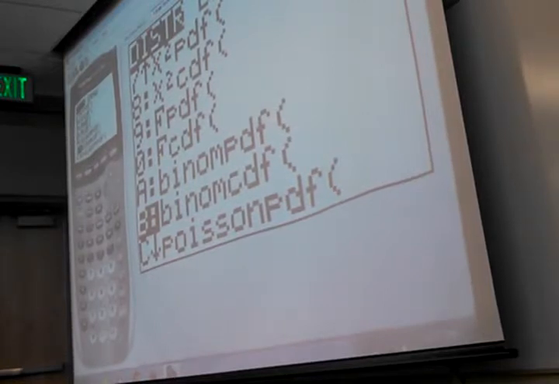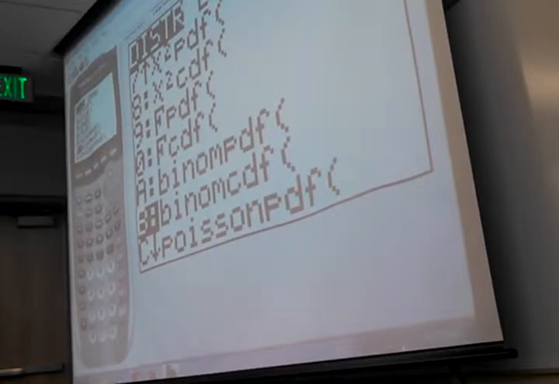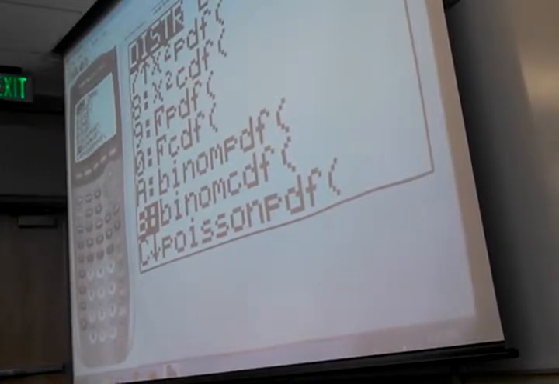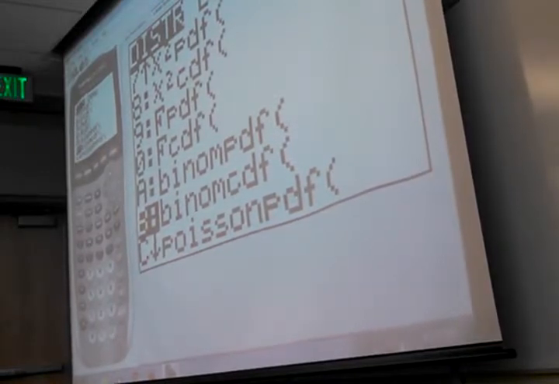B would be for a cumulative value. So if I want to go from 0 up to 7, I would use part B. It would give me all the values up to 7 added together. If I say exactly something, you want part A. You want the binomialpedia for particular. This is all on your calculator Bible, by the way, that handout I gave you 7.8 million years ago.